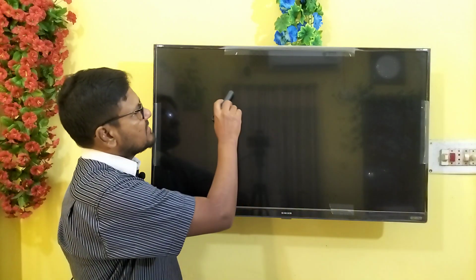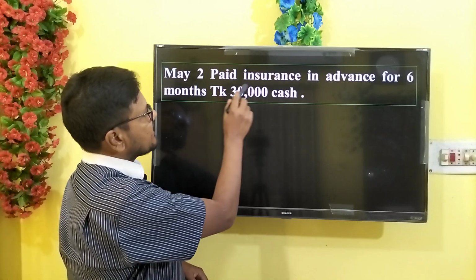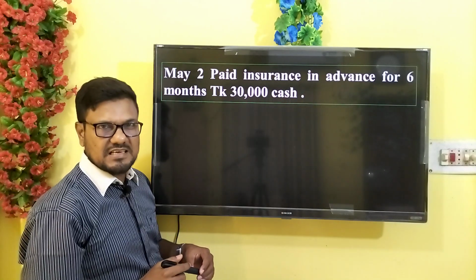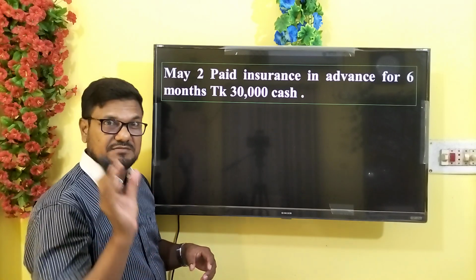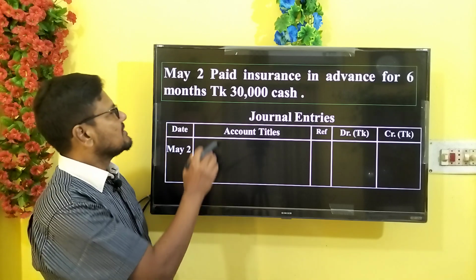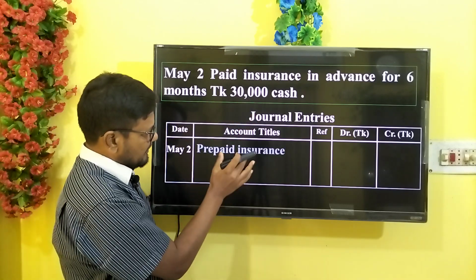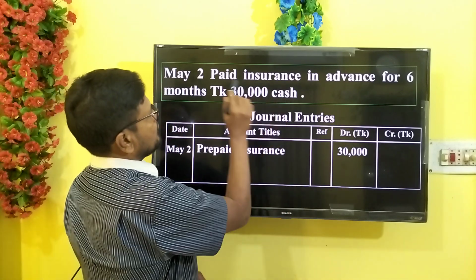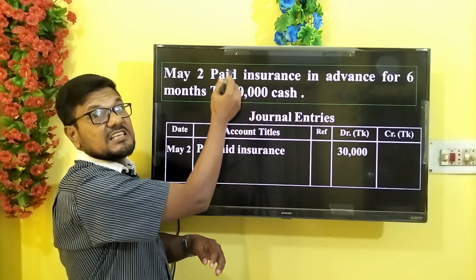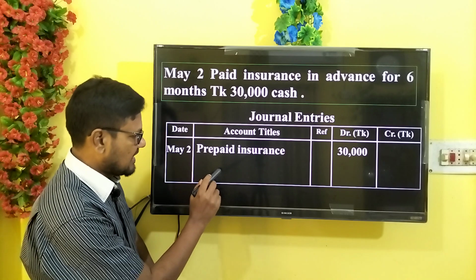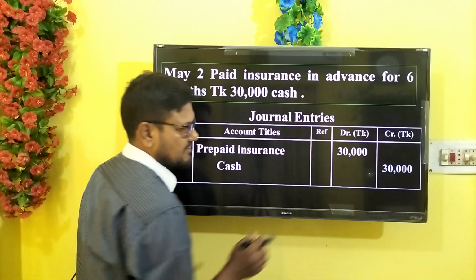And another of the same transaction: paid insurance in advance for 6 months, taka 30,000 in cash. The same transaction. What is the journal of this transaction? Here, prepaid insurance debit taka 30,000, and paid in advance means cash paid. Paid means paid in cash. So cash decrease, cash credit taka 30,000.